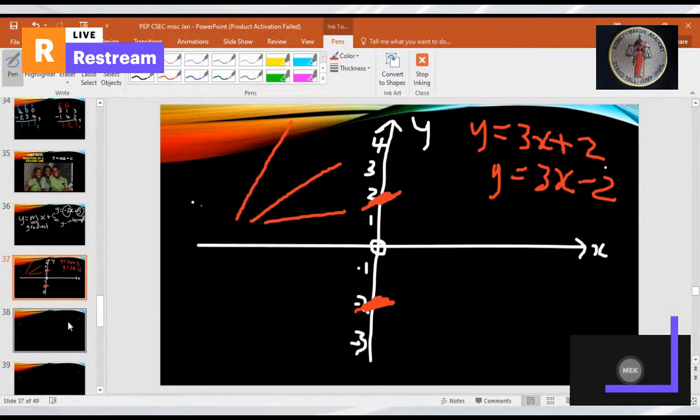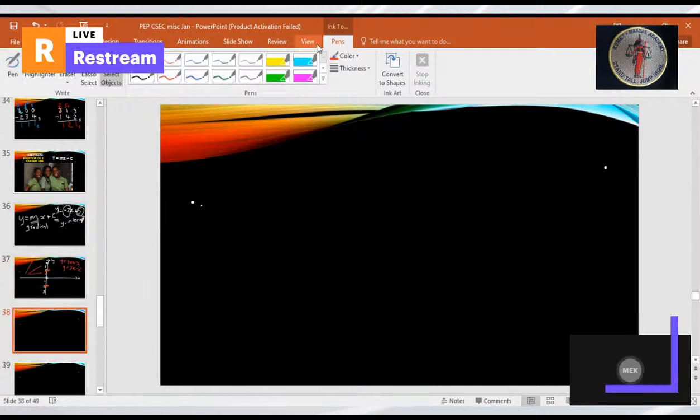All right, so let's look at the equation of the line then. So y equals mx plus c.